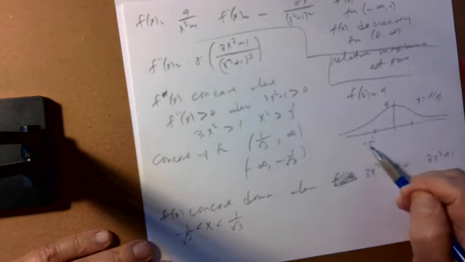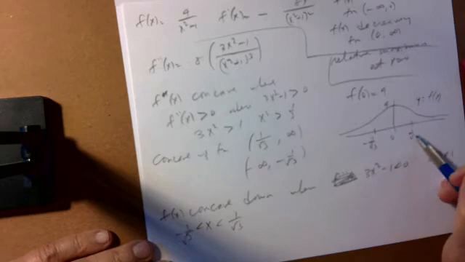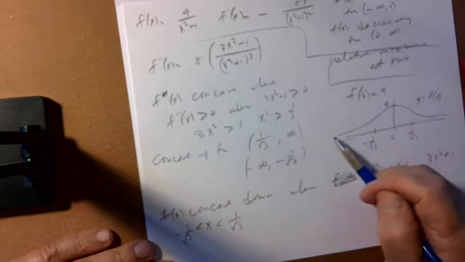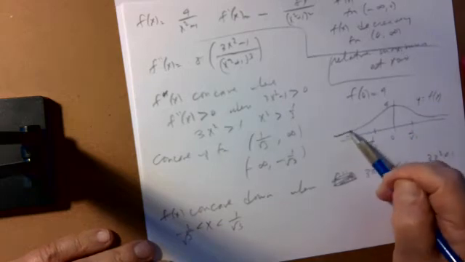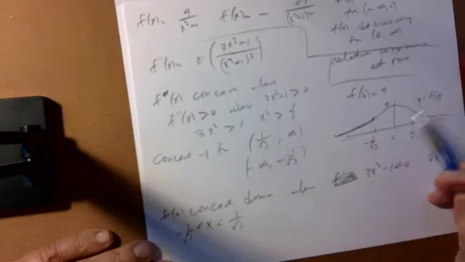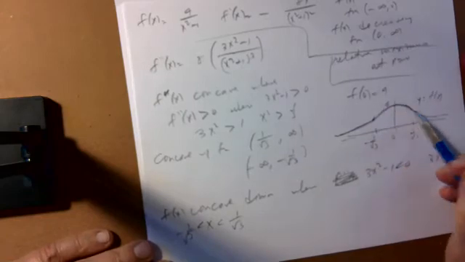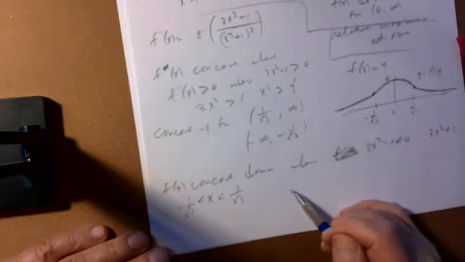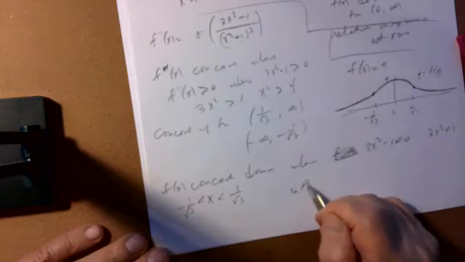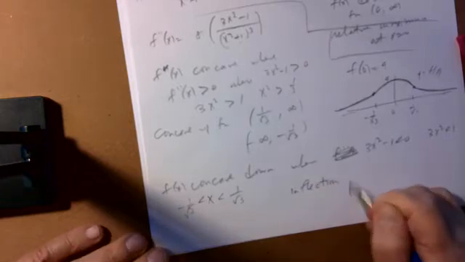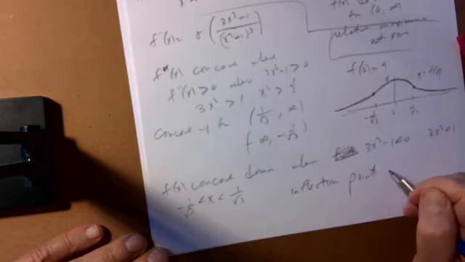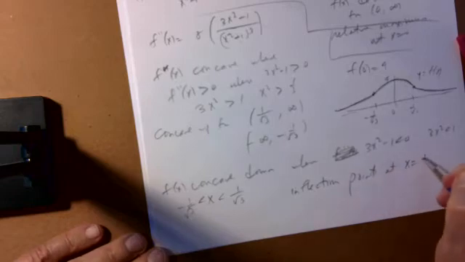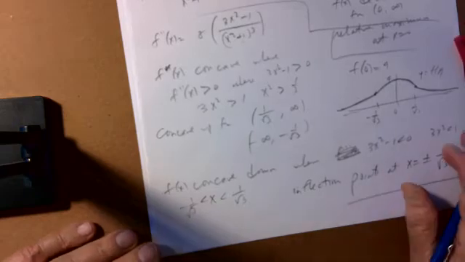So if this is minus 1 over root 3, 0, 1 over root 3, the curve is concave up until you get to that point. Then it's concave down until you get to this point, and then it's concave up again. And so there are inflection points at x equals plus or minus 1 over the square root of 3.